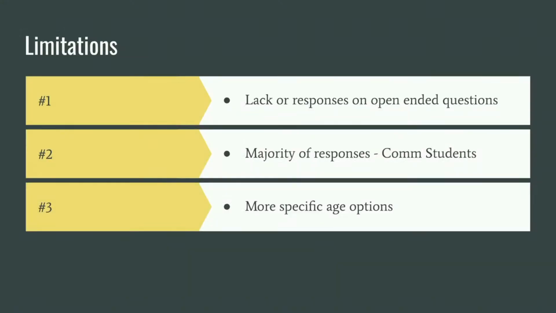And our third limitation was just having more specific age options. If you were to go onto our survey, you would see that you could choose into a range, so whether it be 18 to 21, 22 to 24, we would rather next time, if we were to do this research again, just to have a more specific age that they could select so we could better evaluate that data.